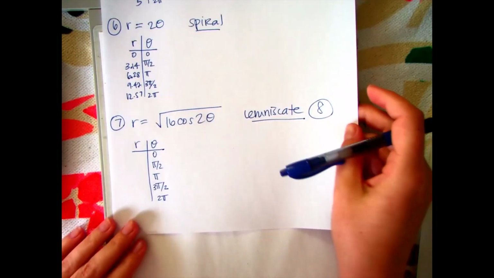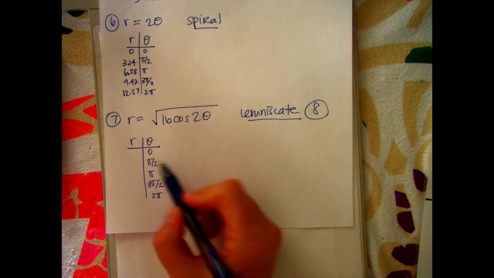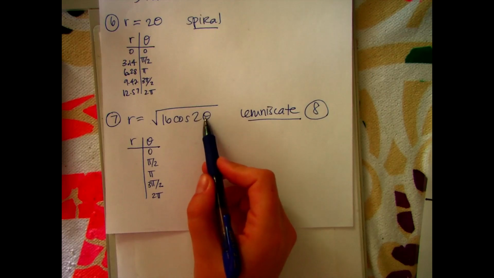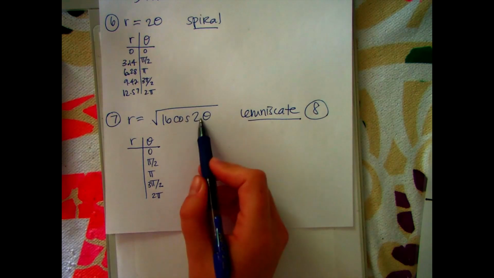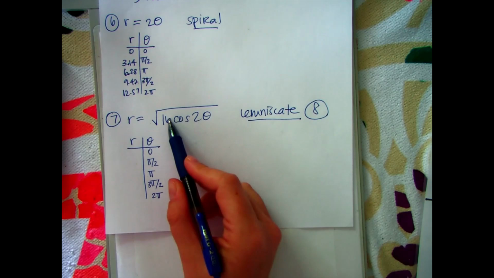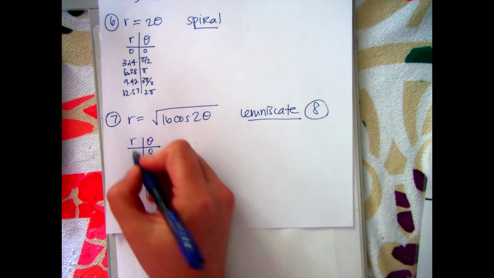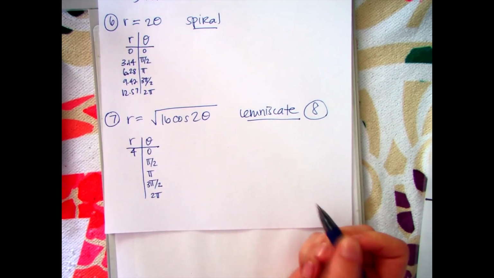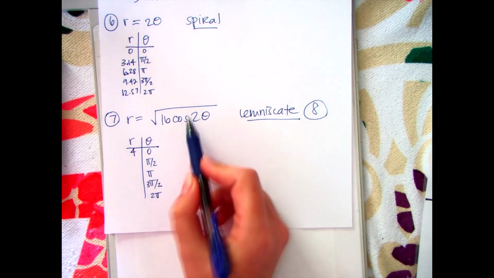So when we go to plug these values in, plug in 0. 2 times 0 is 0 radians. The cosine of 0 radians is 1. 1 times 16, the square root of 16 gives a radius of 4. Easy. Pi over 2 times 2 is pi.